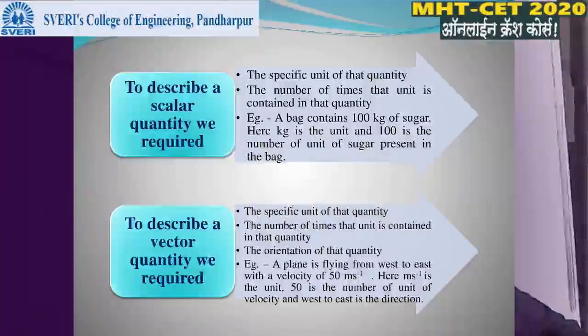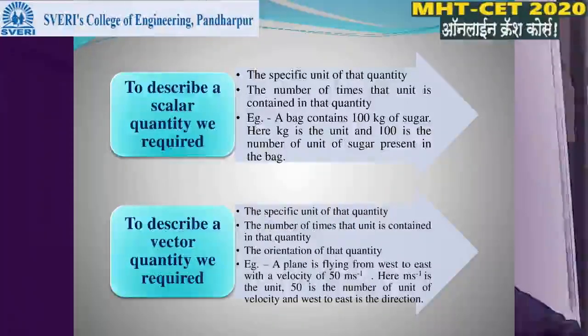If we take an example of a scalar quantity: a bag contains 100 kilogram of sugar. In that example, kilogram is the unit and 100 is the number of units of sugar present in the bag. So this is a scalar quantity.